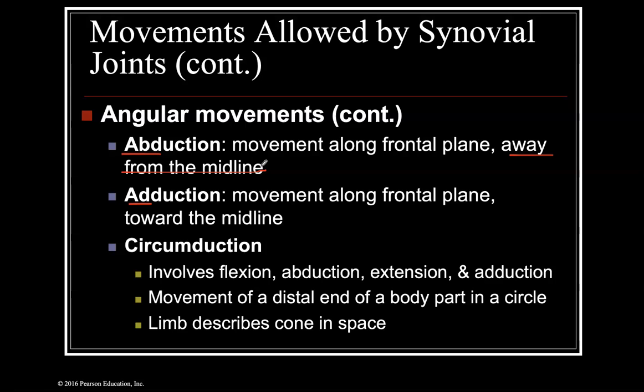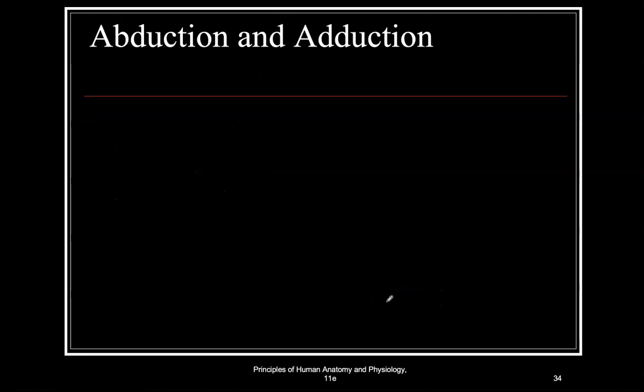Adduction is going to be moving these limbs back, or adding them back to the body, toward the midline, okay? And I'll show you some examples of this. And then I'll show you circumduction in just a minute, where you basically do this movement of the distal end of a body part in a circle. You've done this with your arms, probably when you're doing exercises for your upper arms. The limb will basically make a cone in space. So you can do this with your arms at the shoulder joint. I'll show you this in just a minute.